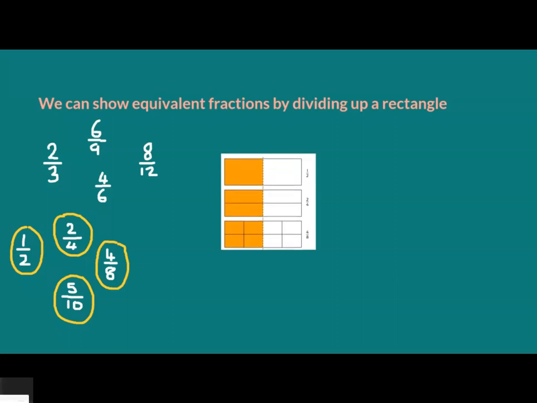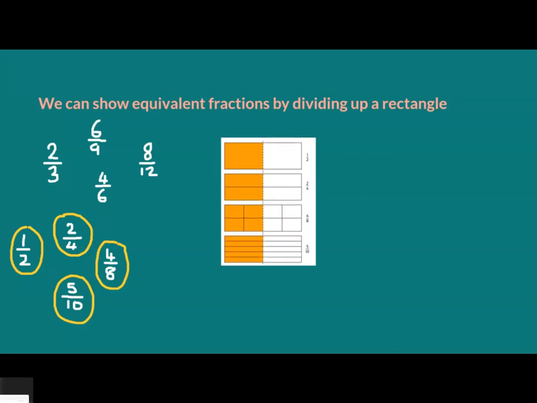The same rectangle has now been divided into 8 equal parts. 4 of the parts have been shaded in, and you can see again it is equivalent to a half fraction. 4/8 and a half are the same value. Here is a visual representation to prove that a half, 2/4, 4/8, and 5/10 are all in fact equivalent, and we've done that by dividing up the rectangle.